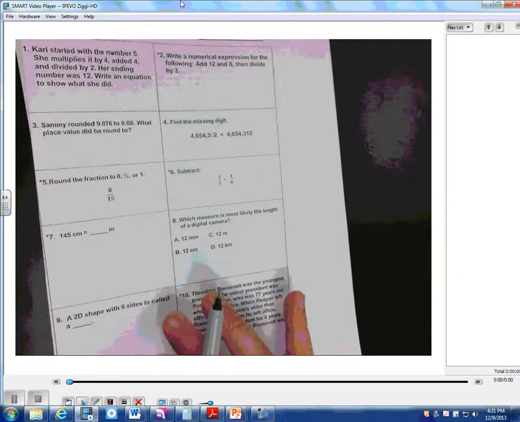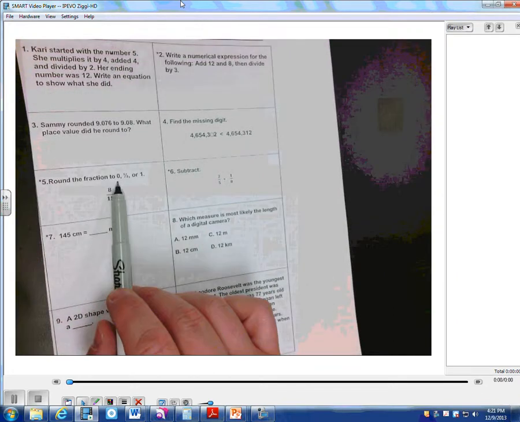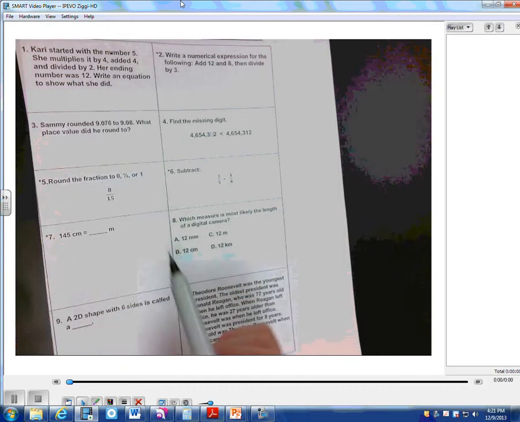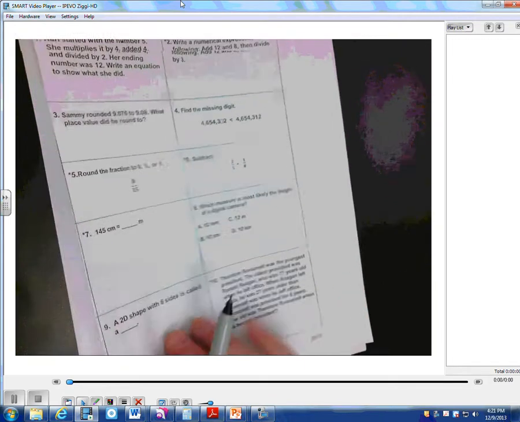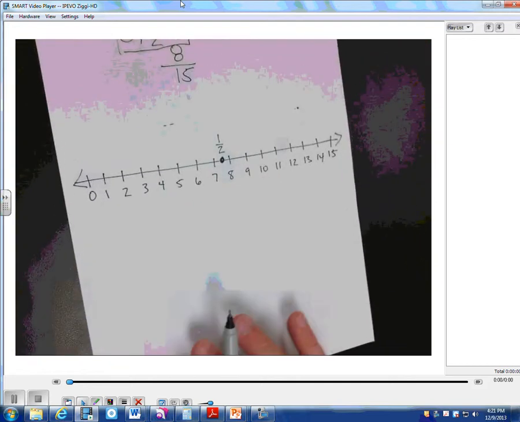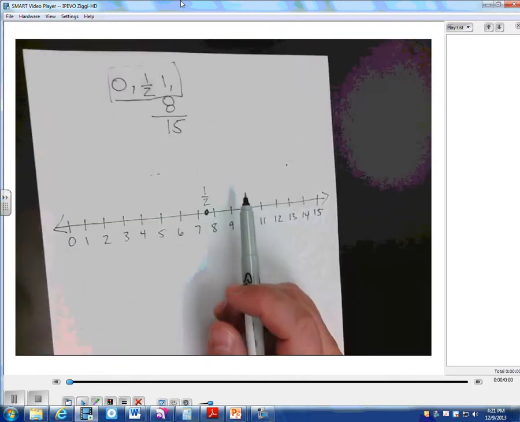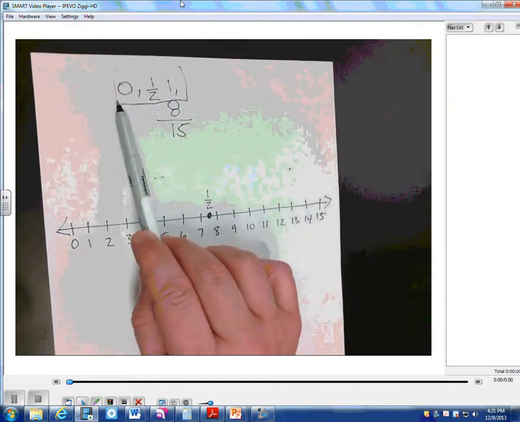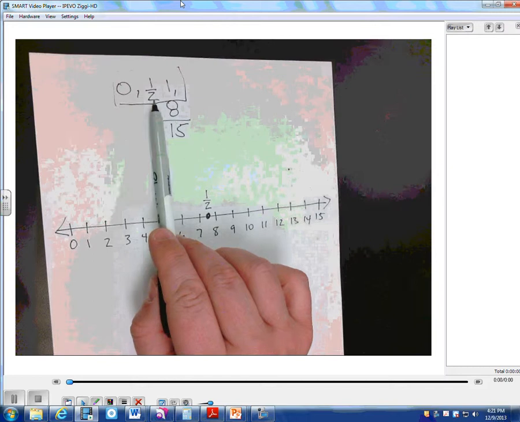And the last one for this 1 through 5, it says round the fraction to 0, a half, or 1. Okay, we can do this a couple different ways. I chose to put it on the number line. We could have drawn a picture. It's the same thing. So again, I'm rounding 8/15 to either 0. Is it closer to 0? Is it closer to a half? Or is it closer to 1?